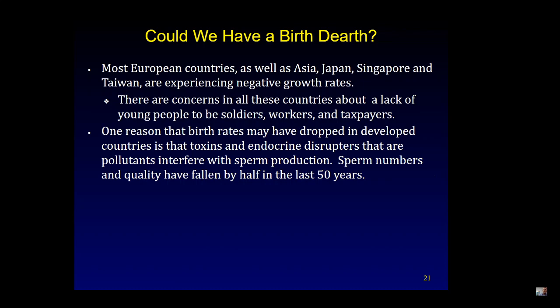Can we have a birth dearth, right? That really means, we've been talking about many European countries as well as a lot of countries in Asia, just like Thailand and Japan. Their negative growth rates. There are concerns in all these countries about a lack of young people to be soldiers, workers, taxpayers, right?